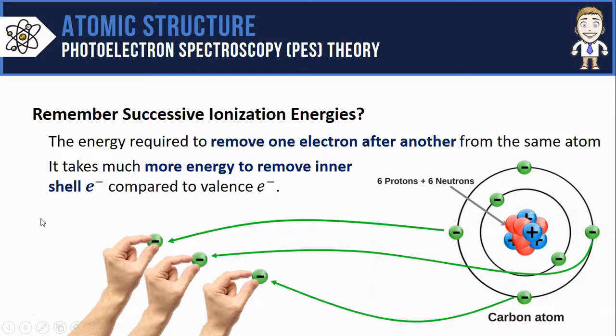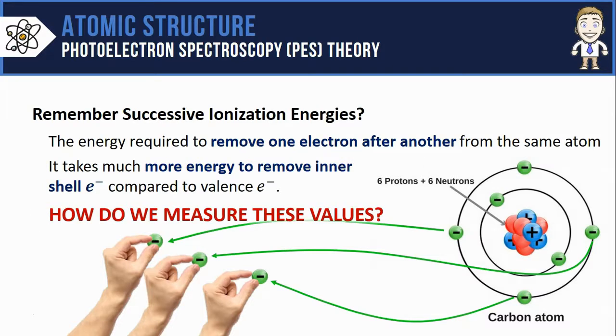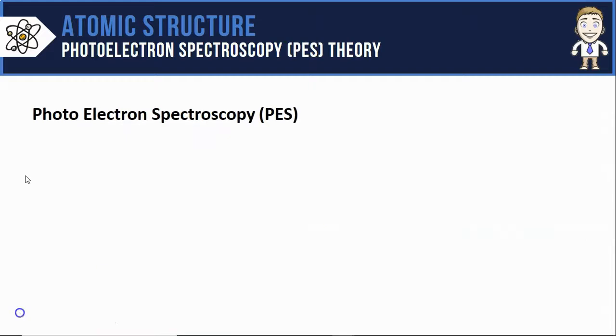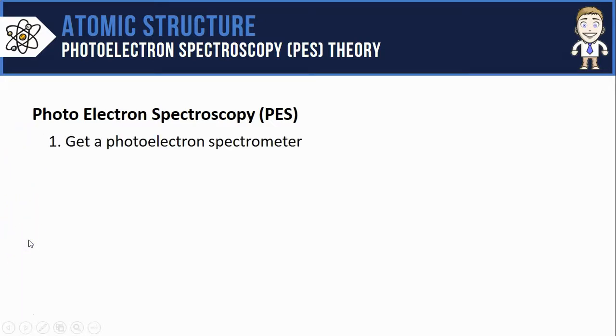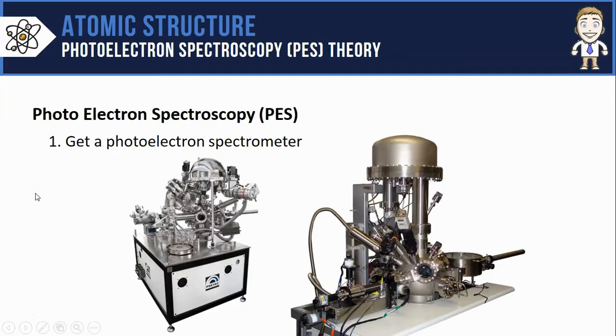And you can see all sorts of patterns in doing this, like that it takes more energy to remove inner shell electrons compared to the valence ones. In this video, however, we'll ask a different question, which is how exactly can you measure these values? And of course, one way that you can measure these ionization energies is with something called photoelectron spectroscopy, or PES for short. The first step to doing PES is to get yourself a photoelectron spectrometer. That's the name of the instrument itself, and it looks something like this.